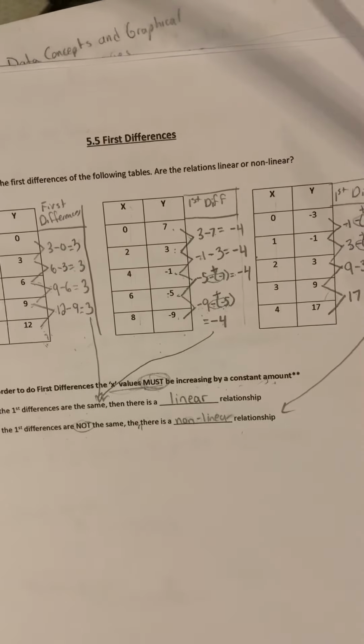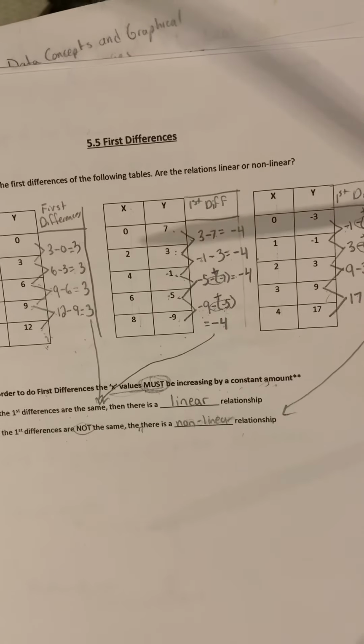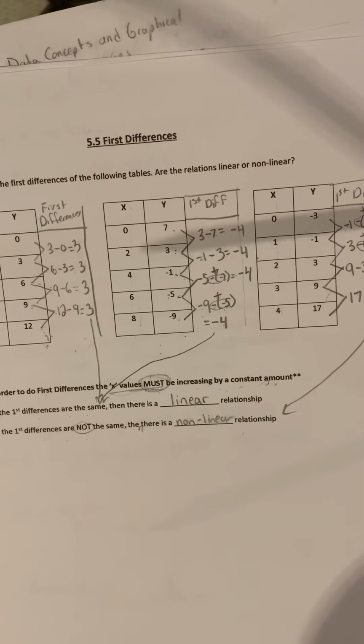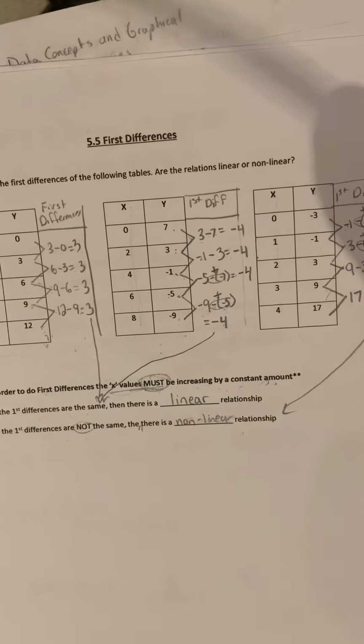Okay, and I believe in all the homework, they will be going up by the same amount, but in the past, I know the EQAO often doesn't go up by the same amount. They try to trick you. So in order to do first differences, they must be going up by the same amount.